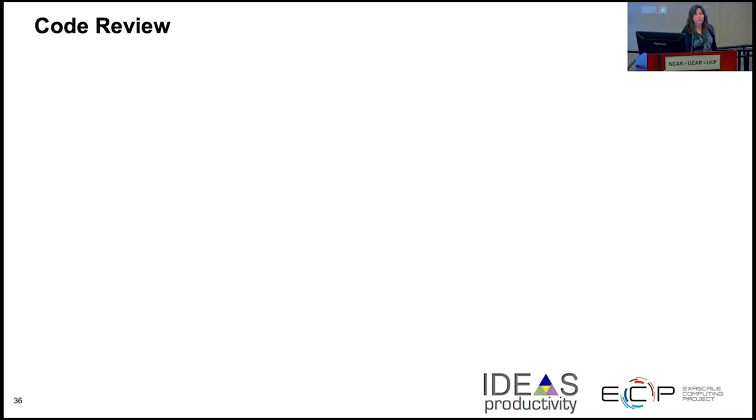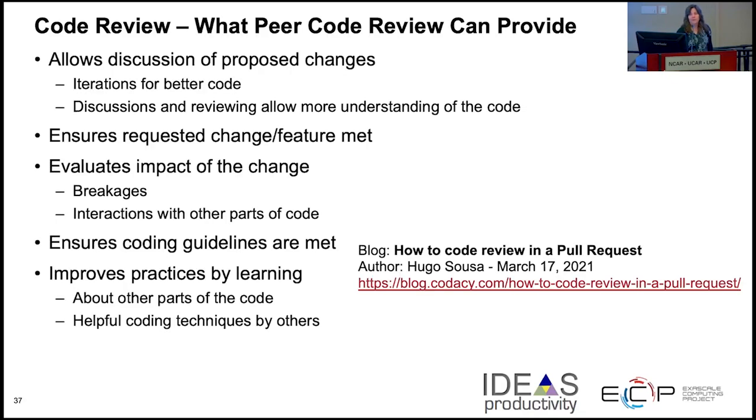So the next thing is code review. This is very important, and we have a lot of resources that you can look at for it. What does peer code review provide for you, for your team? So it allows discussion. I mentioned that when I talked about putting PRs up earlier. It can be discussion for understanding the code, and you can actually have iterations on it to make the code even better than it was when it was proposed. You can also, at this point, make sure that the request or the bug was actually fixed and does what it was meant to do.